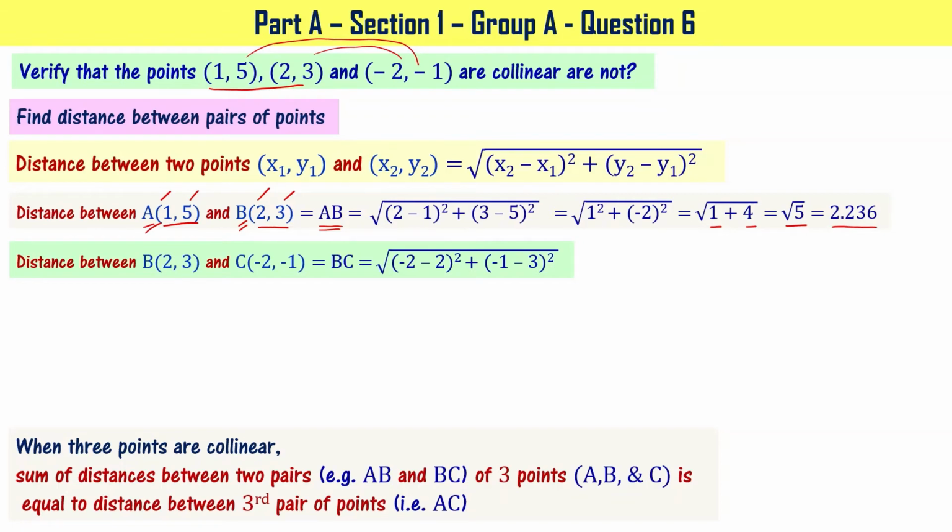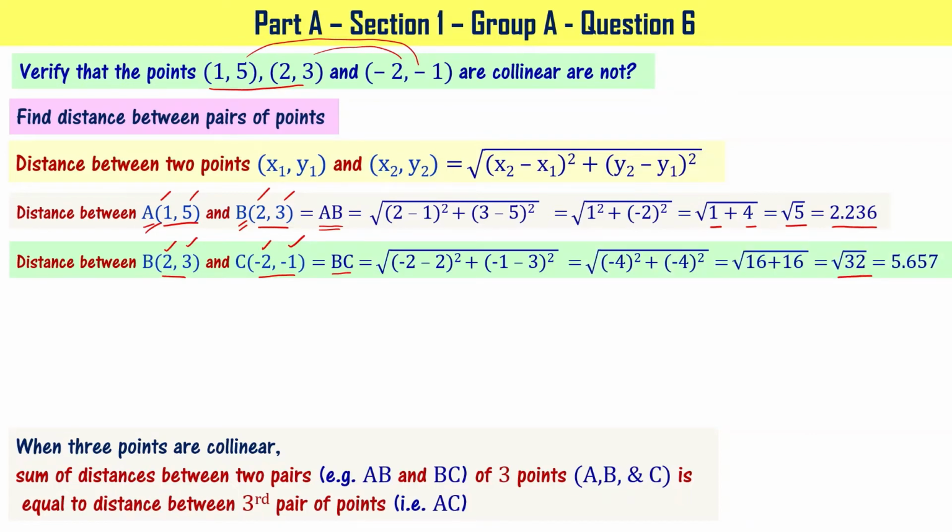Let's find the distance between (2, 3) and (minus 2, minus 1). I'm calling (minus 2, minus 1) as C, so that I'll get the distance as the line segment BC. That can be written as x2 minus x1 whole square, that is (minus 2 minus 2) whole square, plus y2 minus y1 whole square, (minus 1 minus 3) whole square, right? When you simplify it, you get square root of 32, that is equal to 5.675. Please take a note of this.